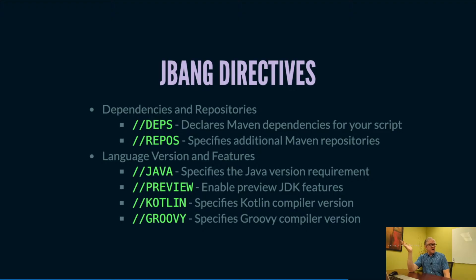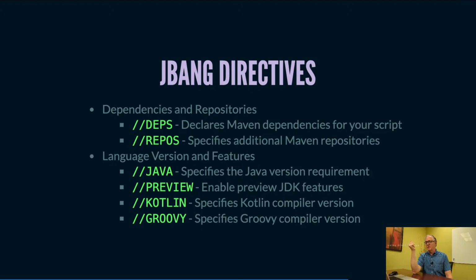You can specify a Java version. If this script requires Java 24, then you put that at the top. And when JBang runs that script, say you're running on Java 17, it's going to say, oh, well, this needs 24. I believe it'll download the JDK for you, install it, and run your script using that. You can use the preview directive to enable preview features. Every six months they release a new JDK version with stuff that's available in preview. If you'd like access to that, that's how you do that.